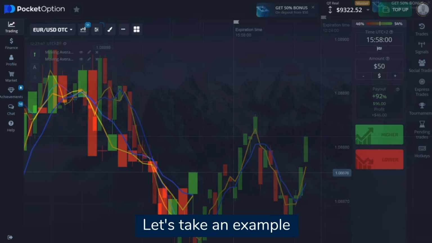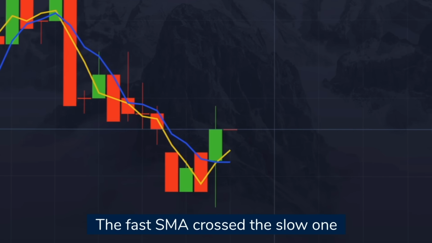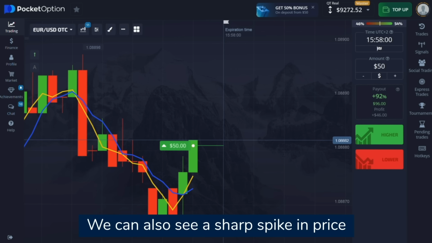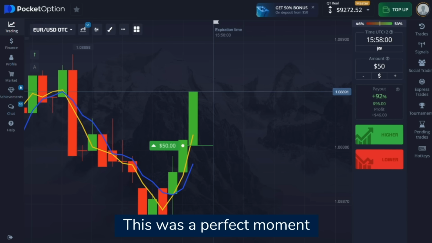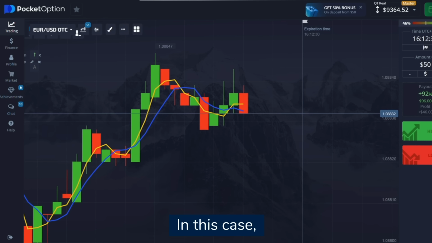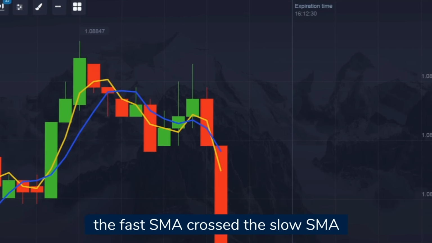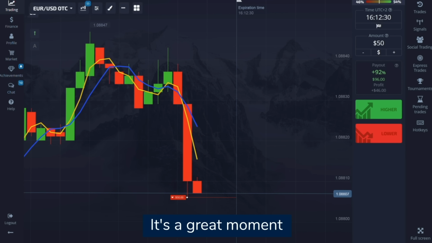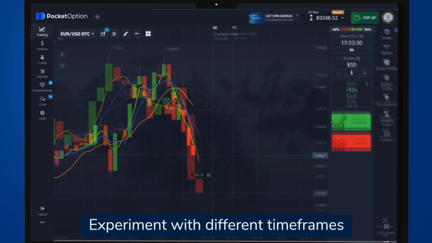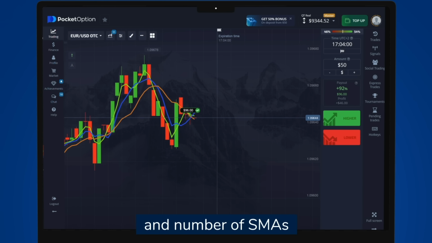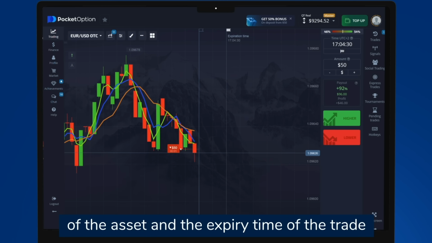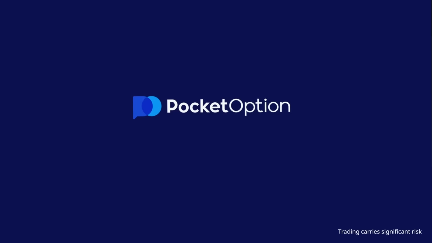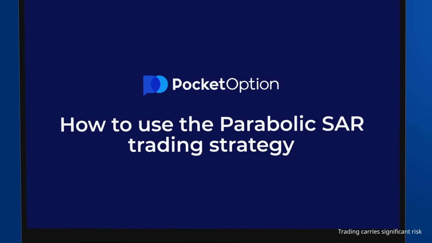Let's take an example. The fast SMA crossed the slow one from bottom to top here. We can also see a sharp spike in price. This was a perfect moment to open an up trade. In this case, the fast SMA crossed the slow SMA from top to bottom, and the price went down. It's a great moment to open a down trade. Experiment with different time frames and number of SMAs depending on the volatility of the asset and the expiry time of the trade. How to use the Parabolic SAR trading strategy.